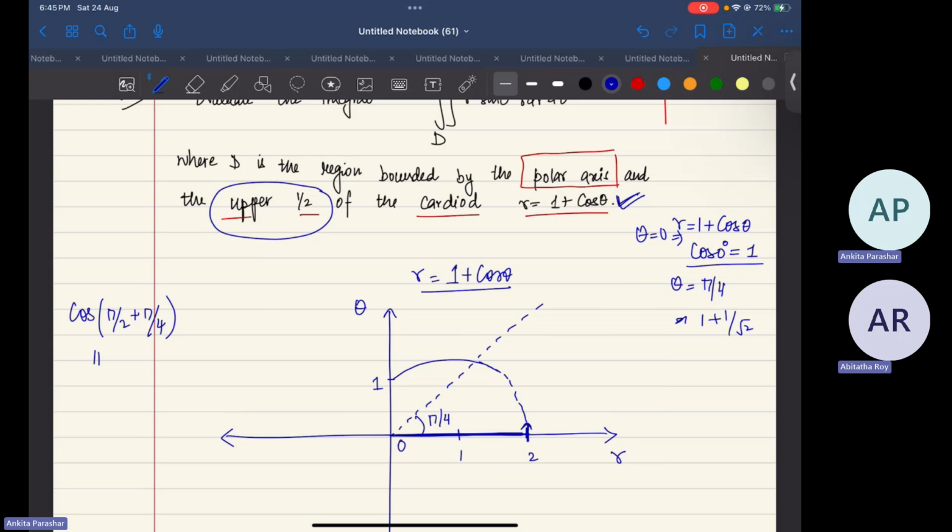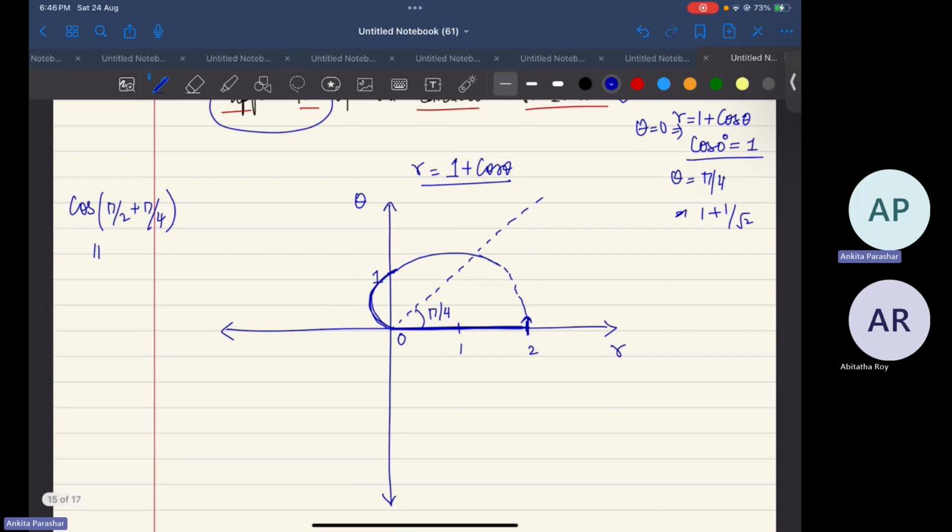Yeah, at pi, it would be 1. Is it 1 or 0? What is cos pi? Okay, cos pi is minus 1. Yeah, r would be 0. So somehow, I just try, it will come like this. Okay, I'm telling you this. It will come like this.